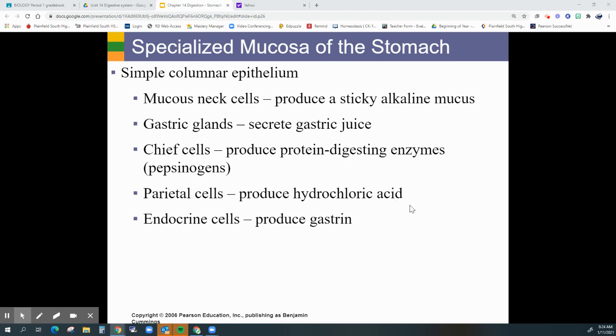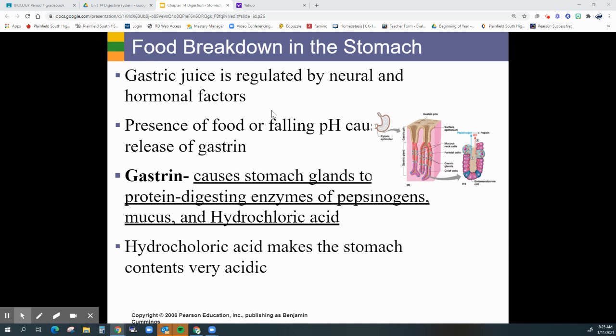Those are the ones that produce the hydrochloric acid. And then the chief cells and endocrine cells produce both of these enzymes here. Okay. Those gastric juices are actually regulated by neural and hormonal factors. So when you look at food, the brain actually sends a message to the stomach to start preparing some of these gastric juices for food to show up.